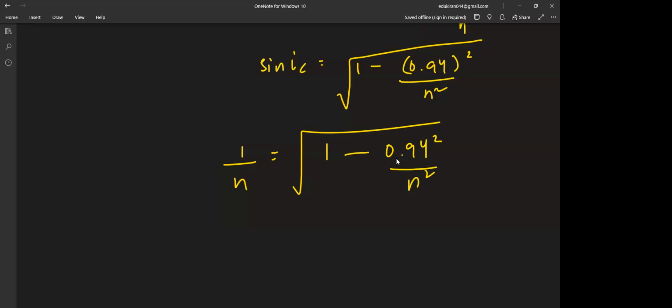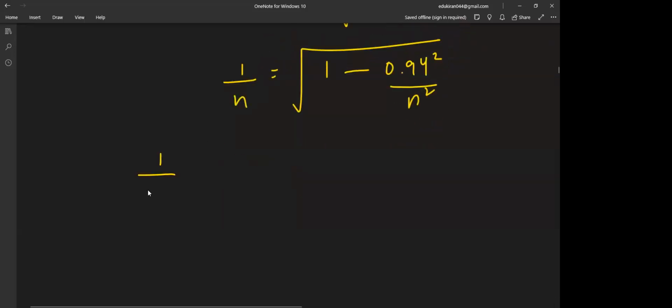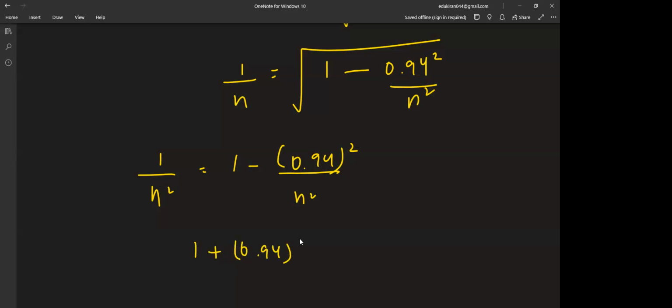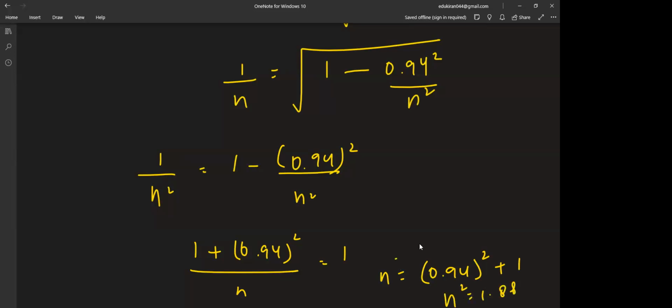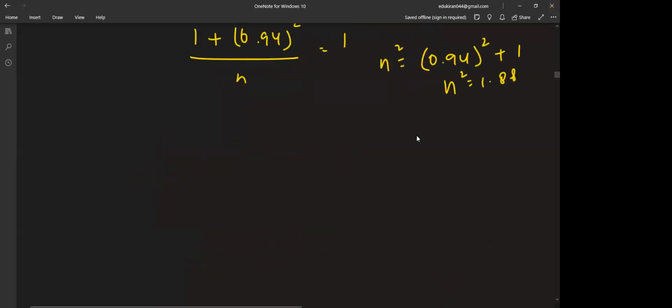This is it. So let's square this. This becomes 1 by N square is equal to 1 minus 0.94 square divided by N square. So if you bring this term here, with N square as the common denominator, this will be added up. 1 plus 0.94 square divided by N square is equal to 1. So from here, N square will be equal to 0.94 square plus 1. This is equal to 1.88. So N is approximately equal to the square root of 1.88.